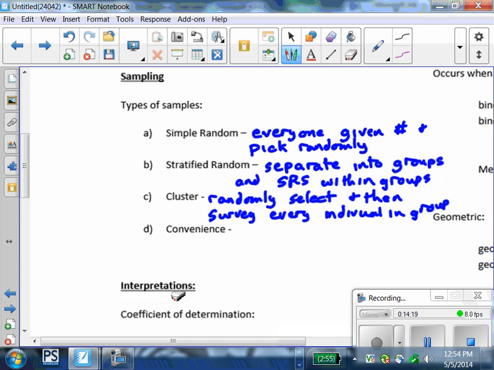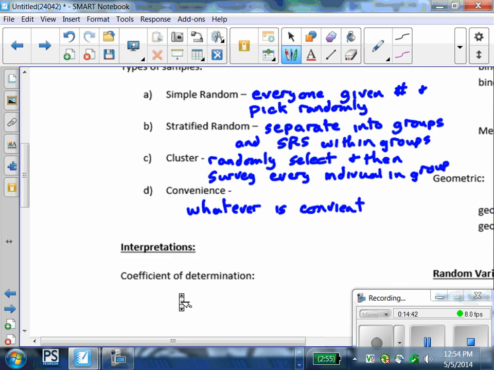The worst possible way to do a sample is convenience, and that's just really whoever, whatever is closest, or really, you hate to use the word to define the word, but whatever is convenient. That's a convenient sample.